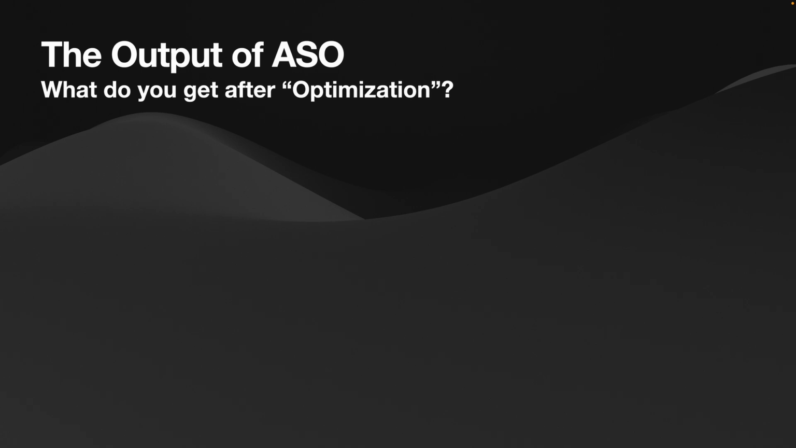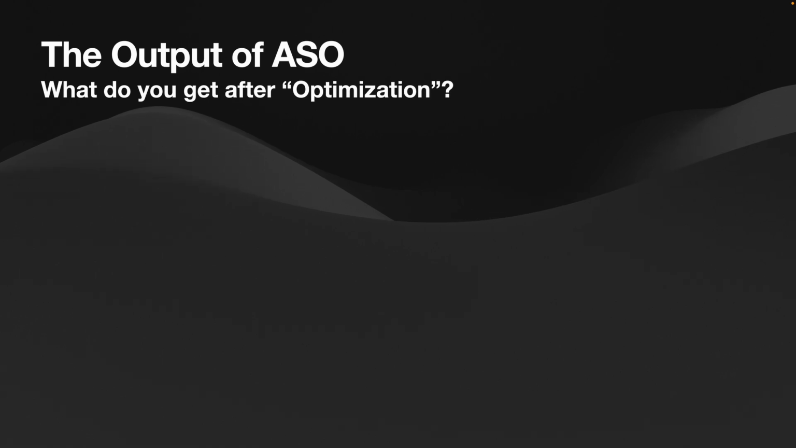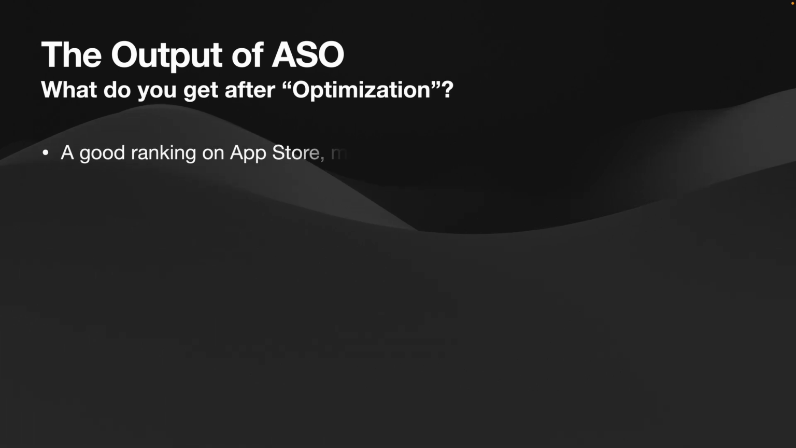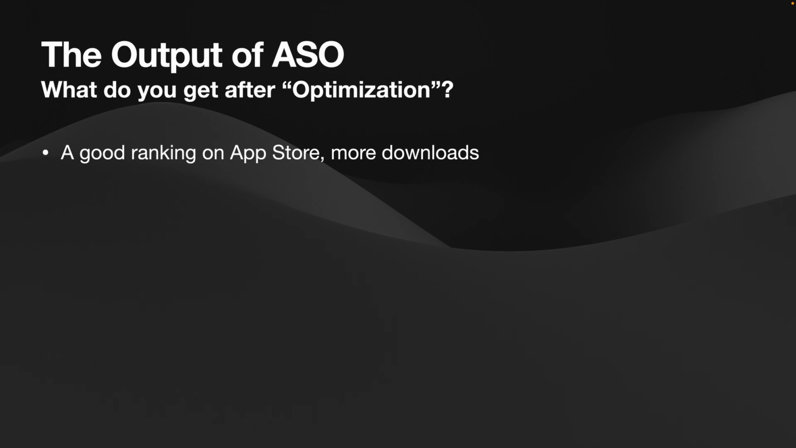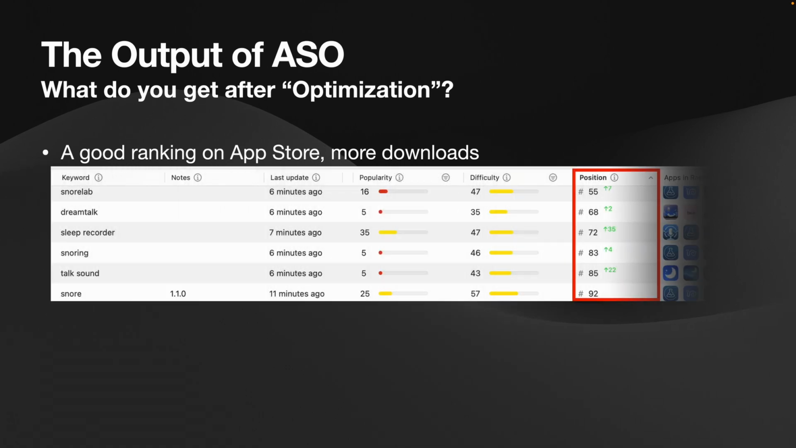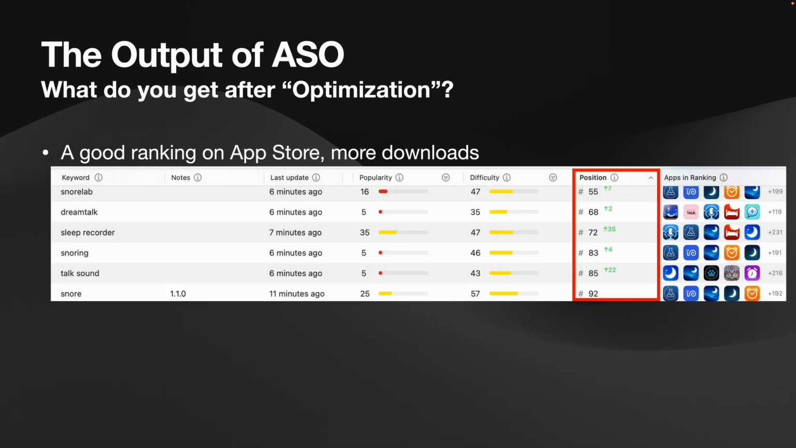Now, what are the outputs after you do all this work for ASO? How do you measure your ASO success? Well, first and foremost, your app should rank high in the App Store for the keywords you included in your app. Imagine your app ranks number 1 for 10 of the most popular keywords. You will get thousands, if not tens of thousands of downloads per day.